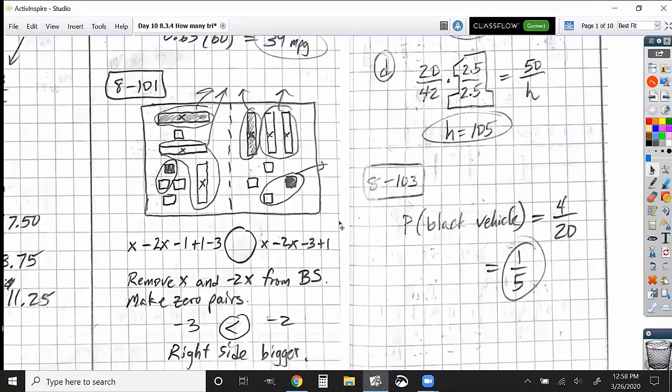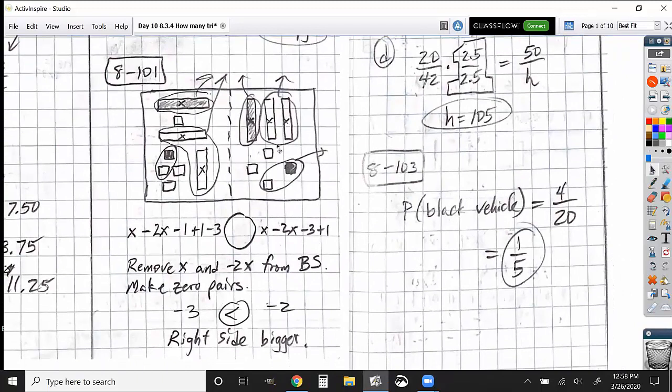Problem 101, I went back to drawing the diagram to compare which side was bigger. I first took these two negative x's from both sides. I removed the x from both sides. I removed this zero pair and that zero pair and had -3 compared to -2. So -3 is less than -2. The right side is bigger.